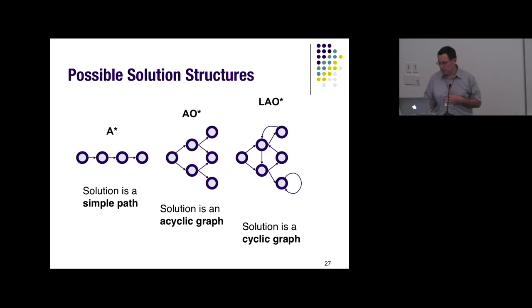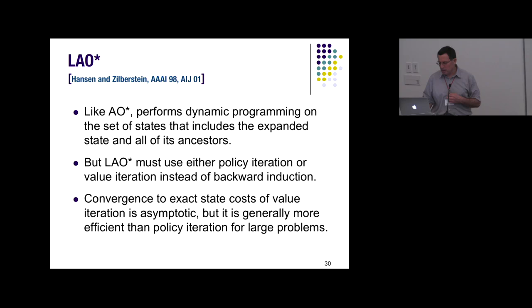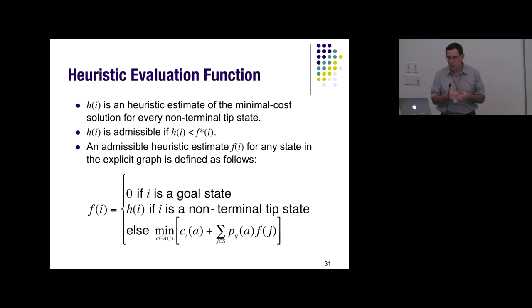So I'm going to skip the AO star and go straight to LAO star and talk to you about how it generates the graph and how it evaluates states and decides what to do next. So it starts like A star with an initial state, and it expands the nodes on the frontier like A star. And it assigns an F value to each state in the following way.